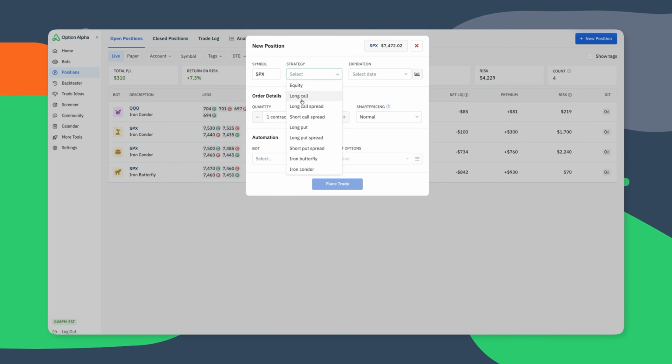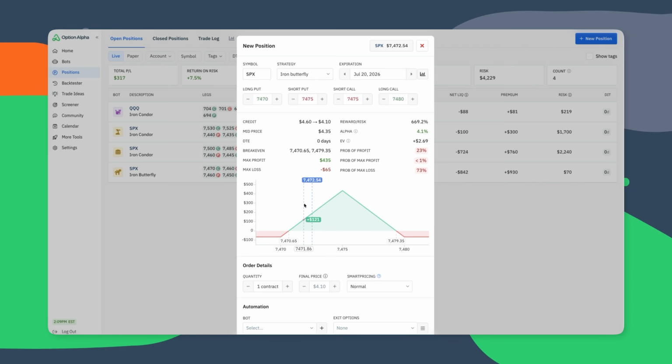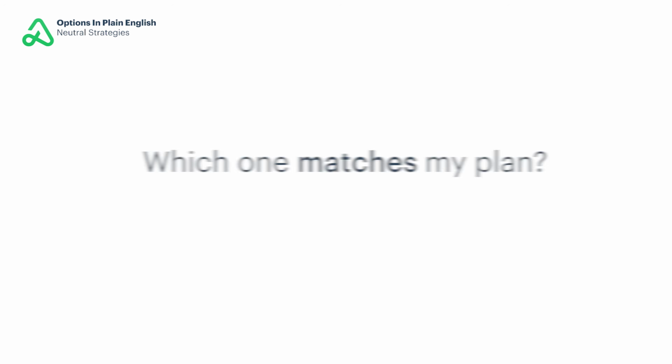Now, inside the platform, when we open a new position and choose a symbol like SPX, we can go to the strategy dropdown, and in this list, we see all these strategies once again. We're going to focus on neutral strategies today, and the big ones are iron condors and iron butterflies. Both of these are neutral strategies, but they are not the same. They have different ranges, different risk, reward, probabilities, and different uses. So the question is not which one is best, the question is which one matches my plan. But it starts by understanding what each neutral strategy is trying to do.